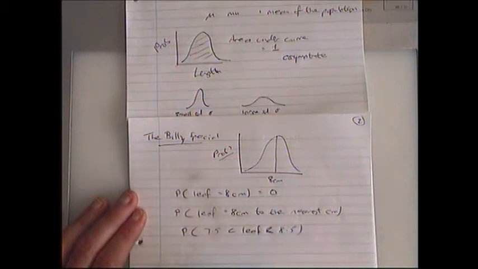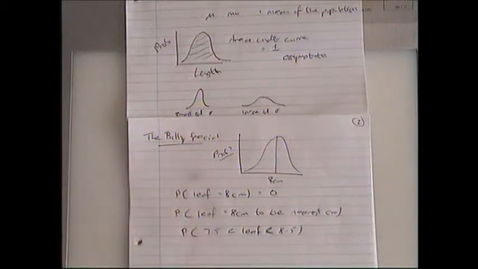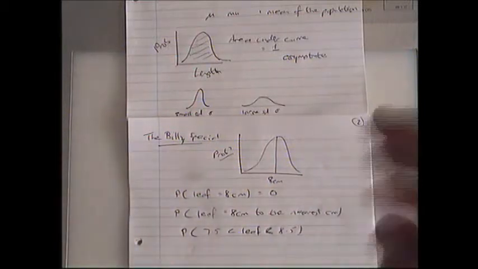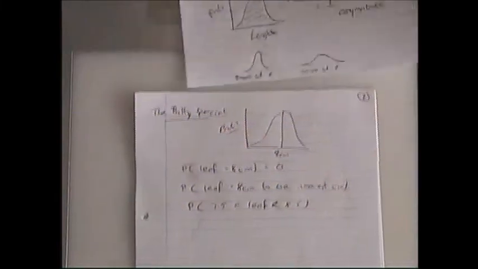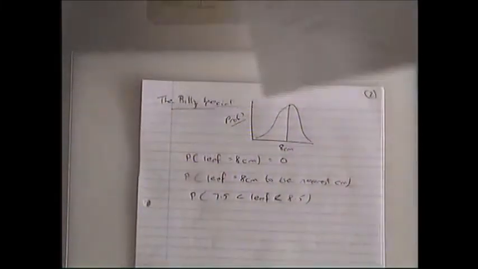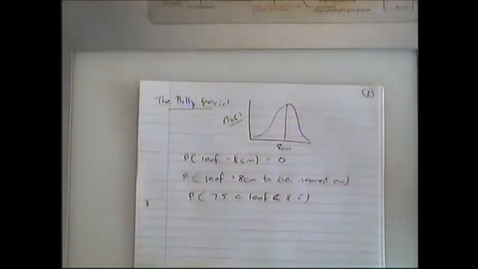That's the less than sign. Should I put extra equals bits on there? It doesn't matter. It doesn't matter because either end has no probability attached to it. So if you wanted to know the probability that the length of a leaf is 8 to the nearest centimetre, then you'd do it between 7.5 and 8.5.